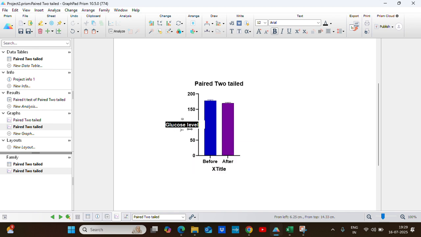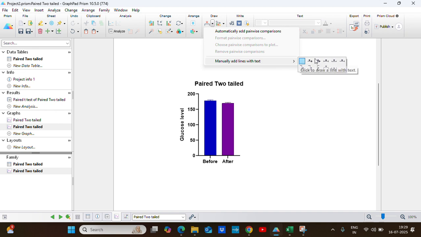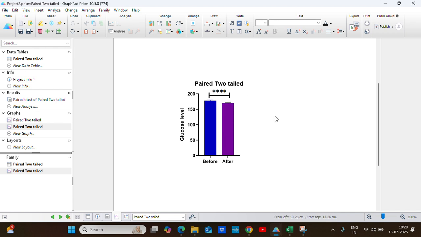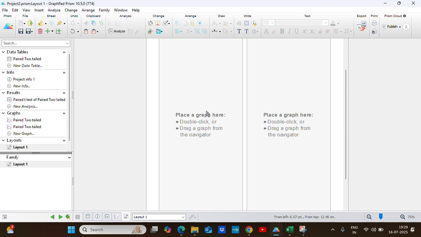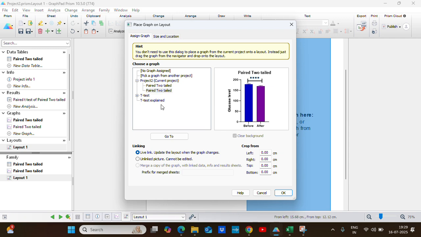Okay, the y-axis will be glucose level. We do not want the x-axis. Now let's apply our significance bar manually. Right, so this way you can present your data in a bar graph format. Now let's put it in a layout form. Let me choose first this graph, then this one.